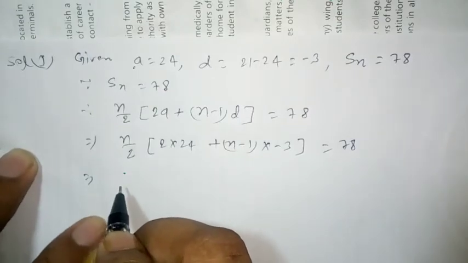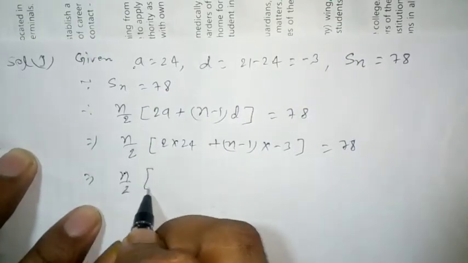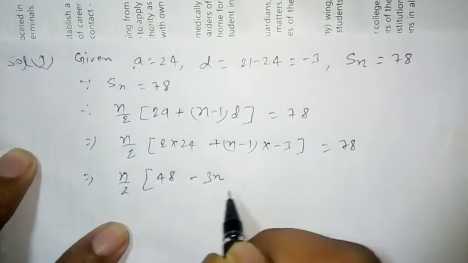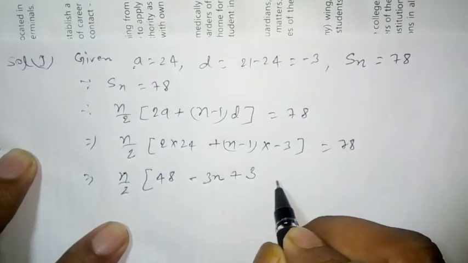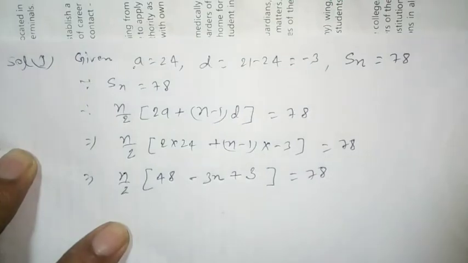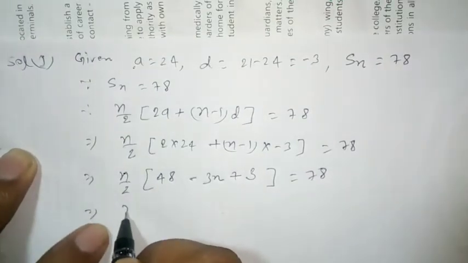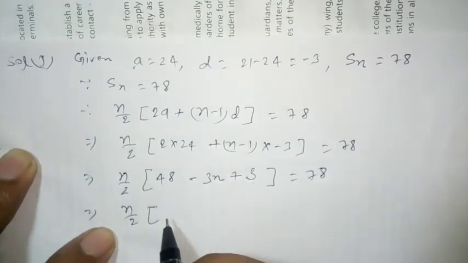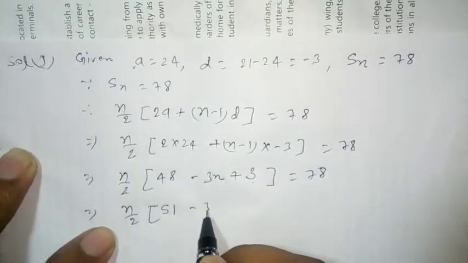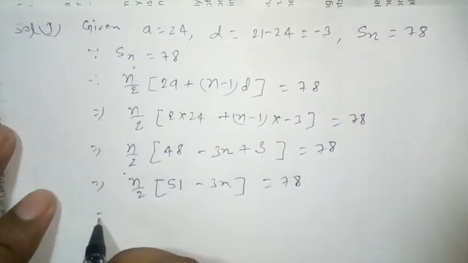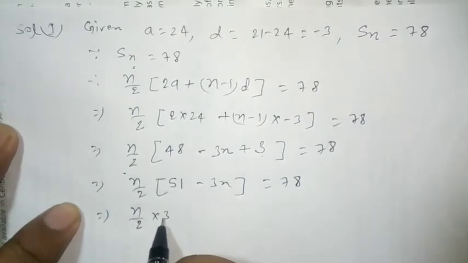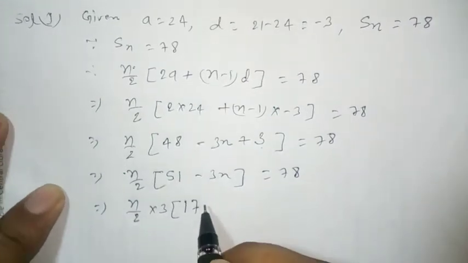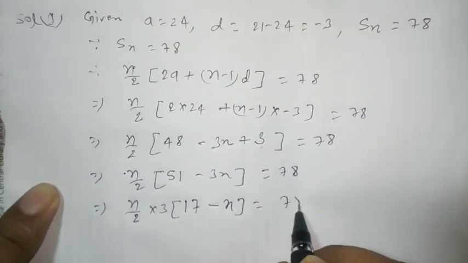Implies n by 2 into (24 into 2, 48, minus 3 into n, minus 3n, minus minus plus 3) is equal to 78. Implies n by 2 into (48 plus 3, 51, minus 3n) is equal to 78. Implies n by 2, 3 is common, into (17 minus n) is equal to 78.